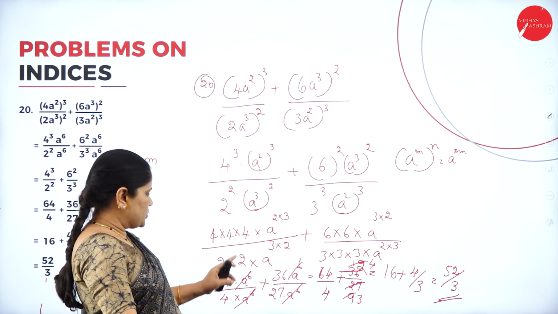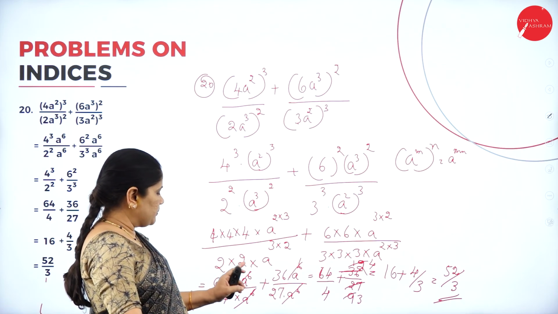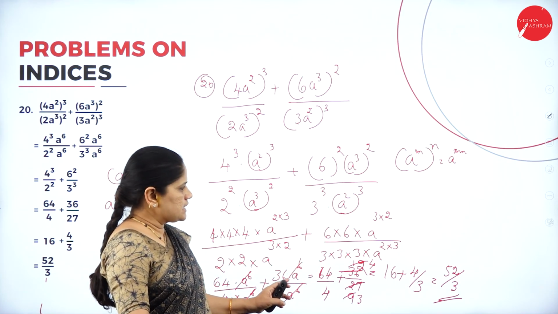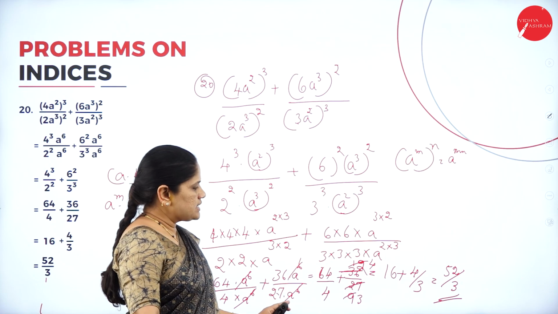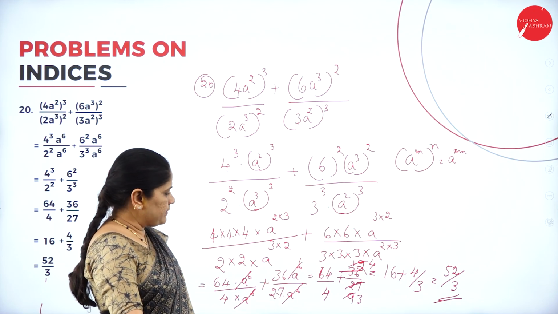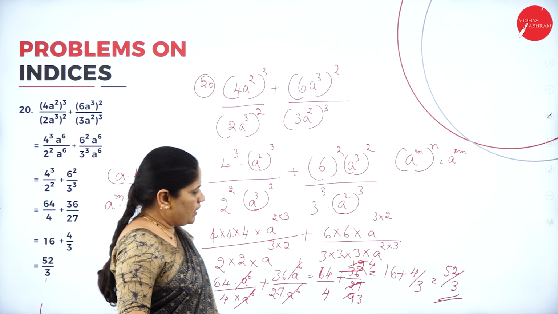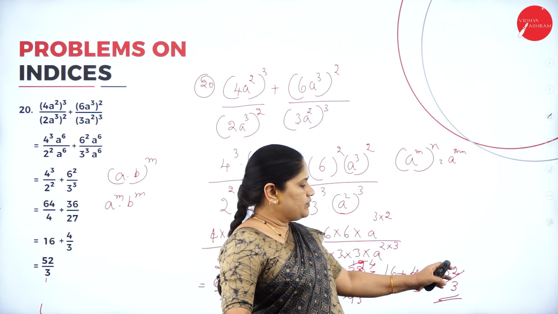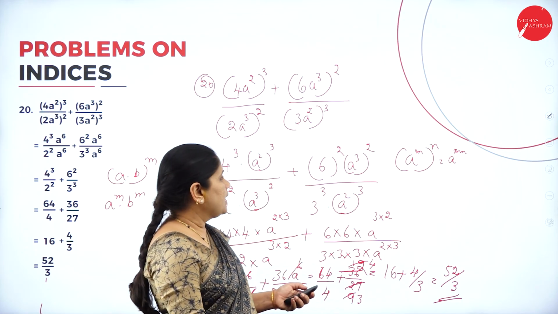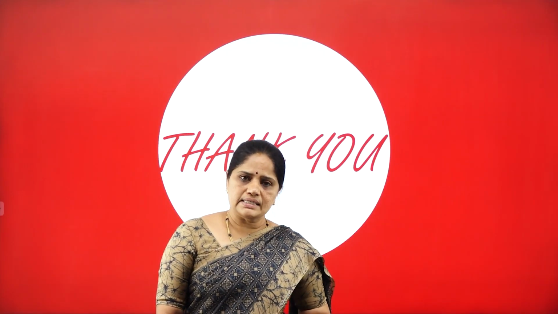So, this will be equal to 4 4s are 16, 16 4s are 64 into a to the power 6. So, 4 into a to the power 6 and again 6 6s are 36 into a to the power 6. So, 27, 3 3s are 9, 9 3s are 27, so 27 into a to the power 6. So, when you simplify this, you will be getting 64 by 4 plus 4 by 3. If you simplify this, you will be getting 52 by 3. So, this is the answer. Hope you have all understood this session on problems on indices. Thank you.